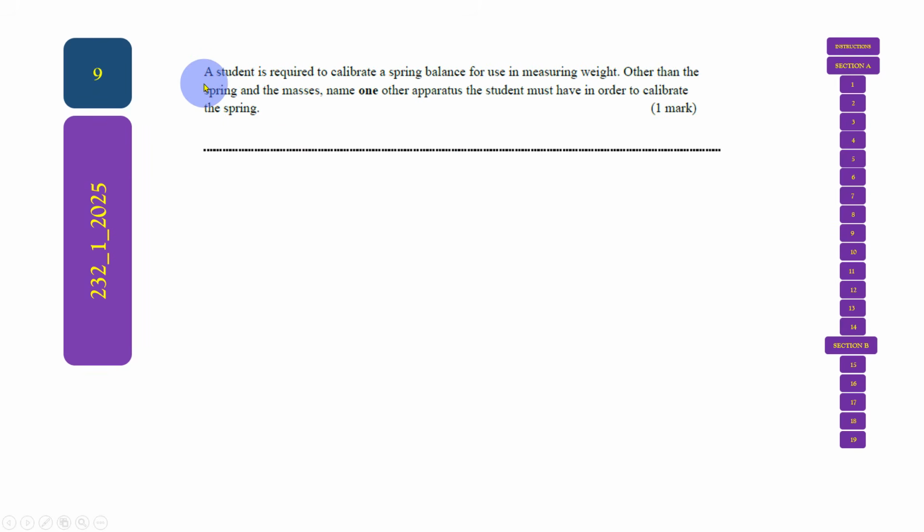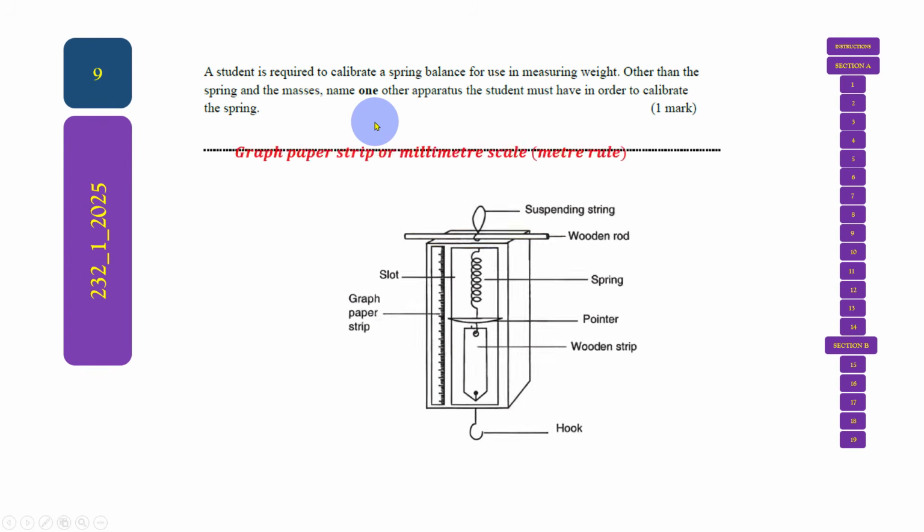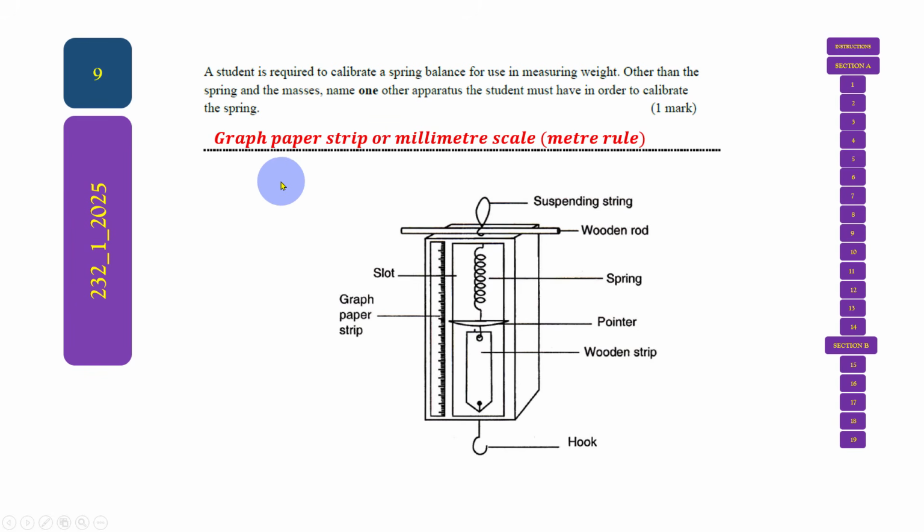In question 9, we are given that a student is required to calibrate a spring balance for use in measuring the weight of an object. Other than the spring and the masses, name one other apparatus that the student must have in order to calibrate the spring. What other apparatus must the student have? The student can have a graph paper strip or a millimeter scale, or a meter rule probably, because this is how you calibrate the spring, right?